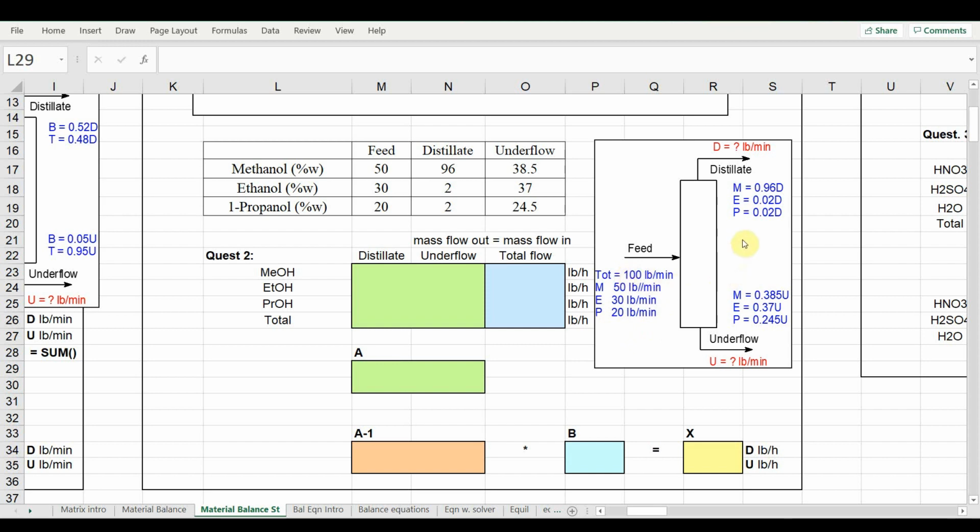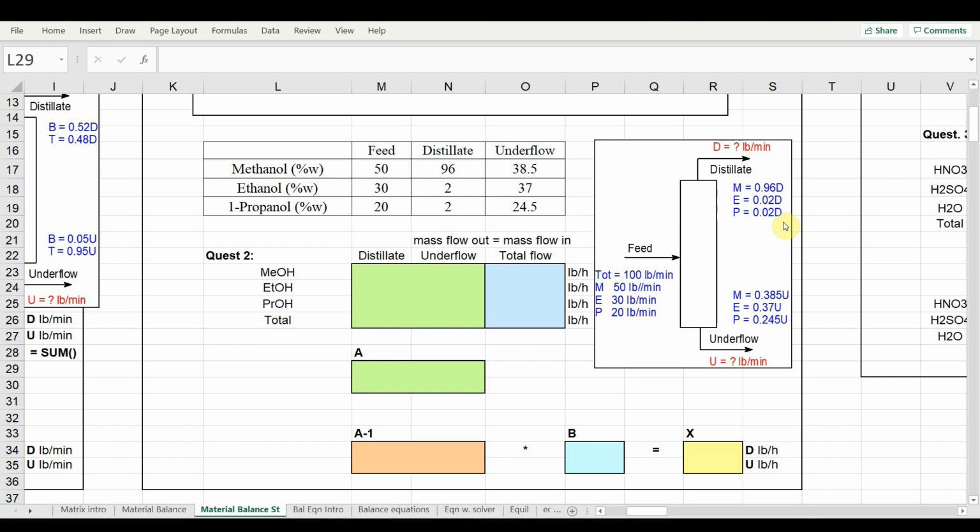We don't know what the distillate flow is. We're trying to figure that out. That's one of our variables. We'll just let it equal a variable named D for distillate. For the methanol, we know that it's 96% of the distillate, so we'll say equals 0.96 of the distillate. Ethanol represents 2% of the distillate flow, 0.02 times D. Propanol is 2% of the distillate, 0.02 times D.